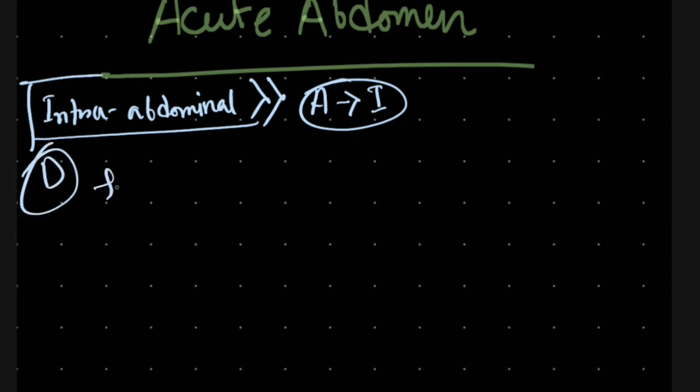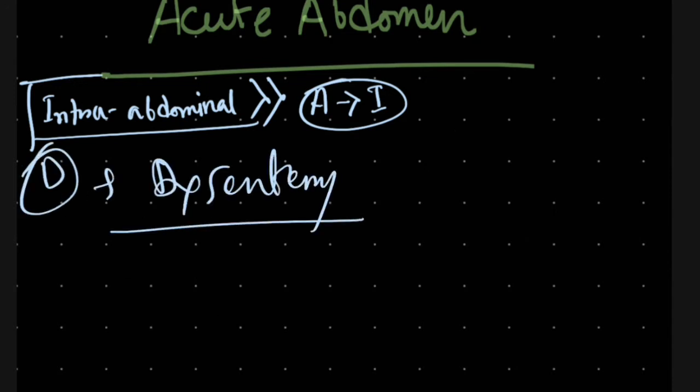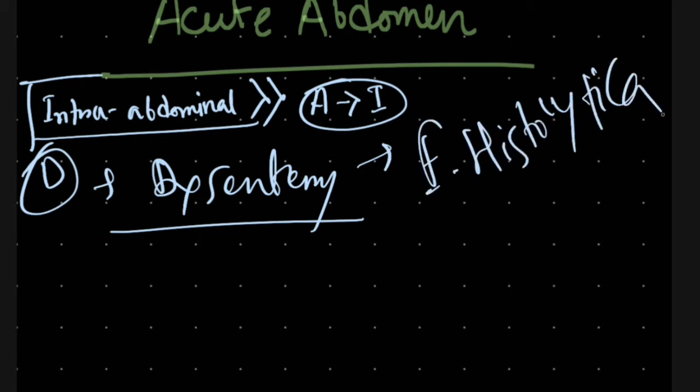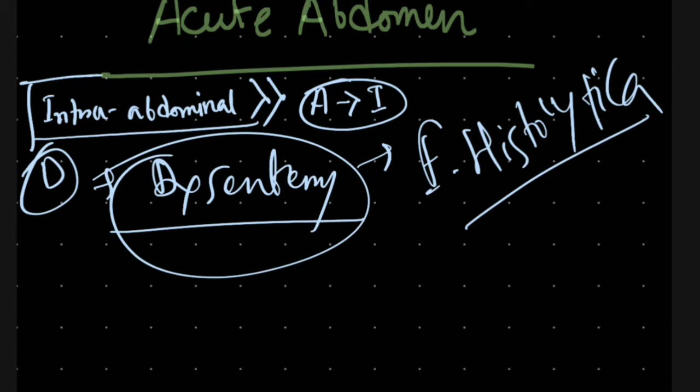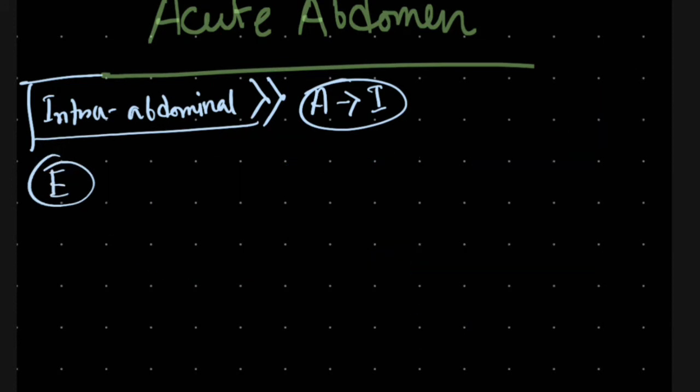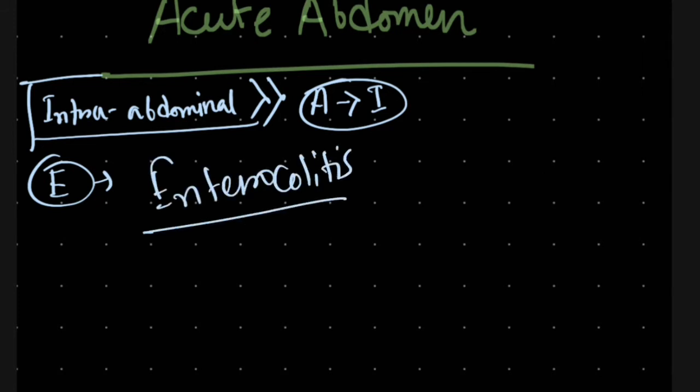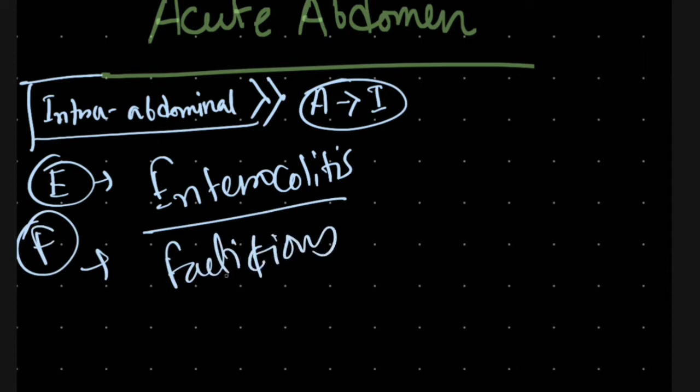Next comes D. D for dysentery. Most of the dysenteries are due to amoeba species, maybe due to Entamoeba histolytica. That is the more common species, which can cause amoebic dysentery, or maybe due to Shigella species, which can also cause dysentery. Next comes E. E for enterocolitis. Then F. F for factitious causes. Someone might act as if they are having acute abdomen. It has to be evaluated properly to exclude the factitious cause first.